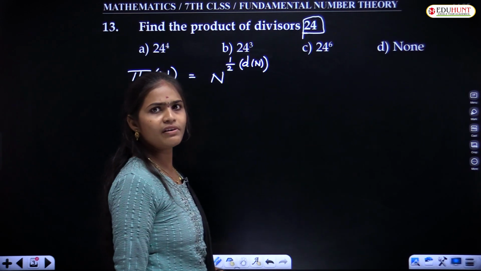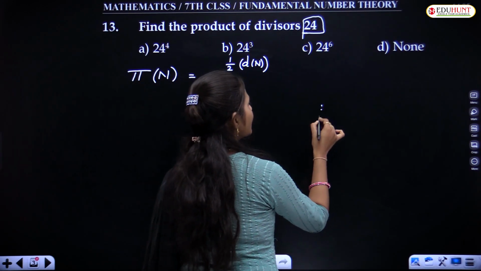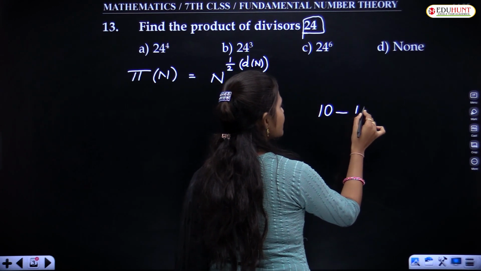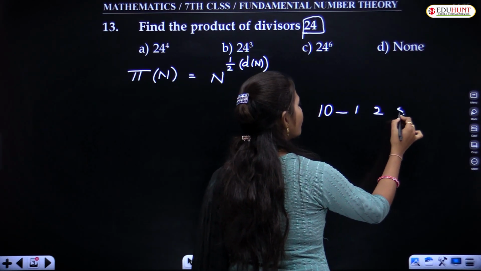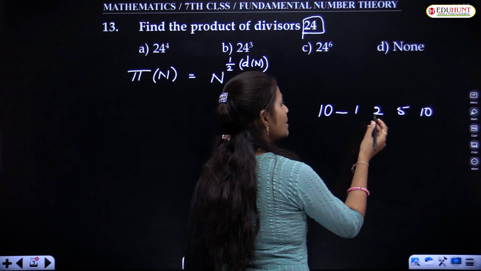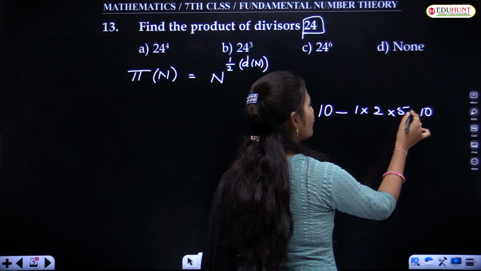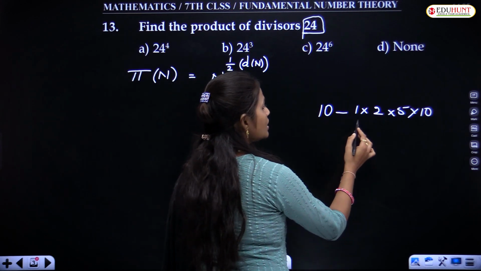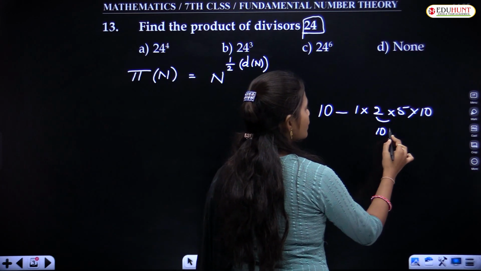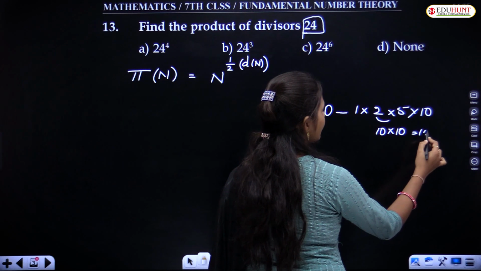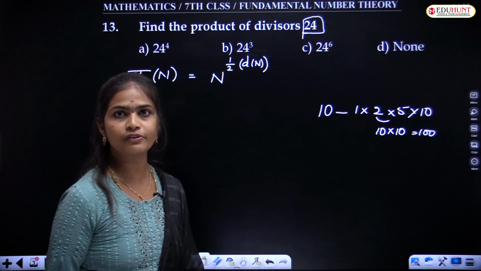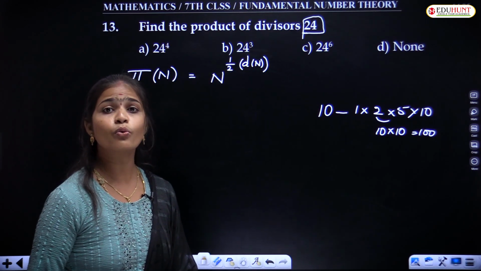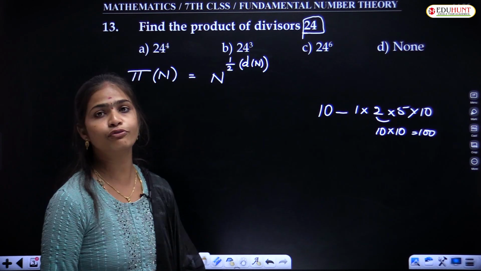Product of the divisors means, for example, 10 is there. So what are the divisors here? 1, 2, 5, 10. So the product of these divisors means we have to take the product of all these factors, right? So 1 into 2 is equal to 2, 2 5s are 10. So 10 into 10 is equal to 100. Okay, this is the product of factors of 10. So what is the product of the factors of 24?